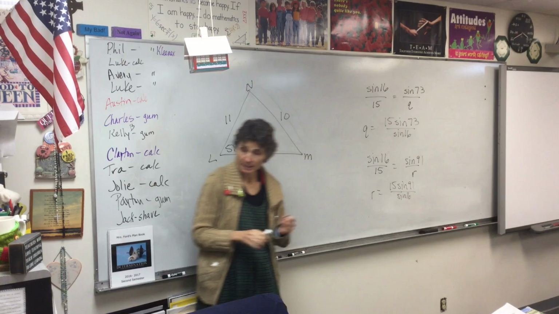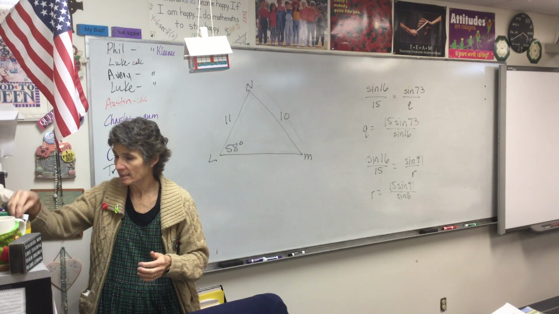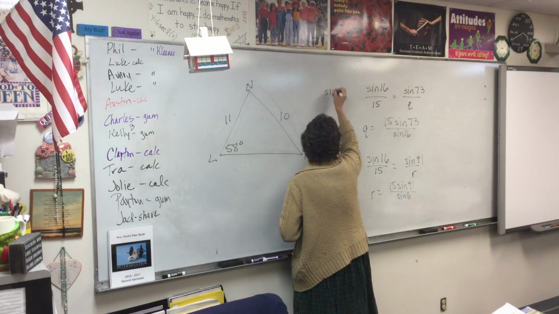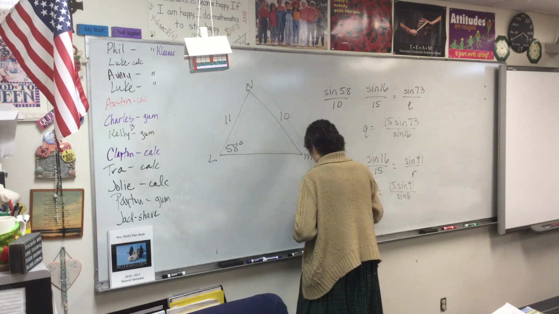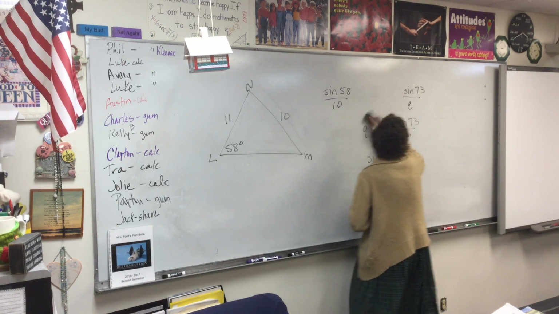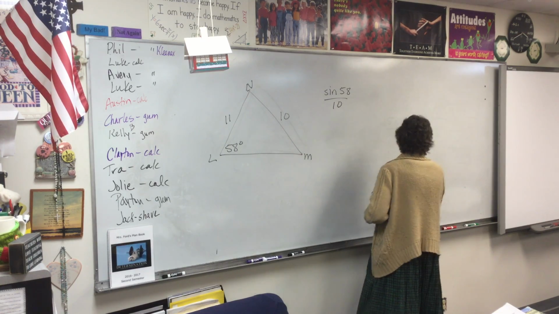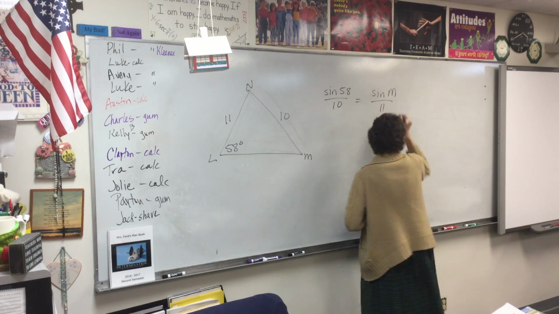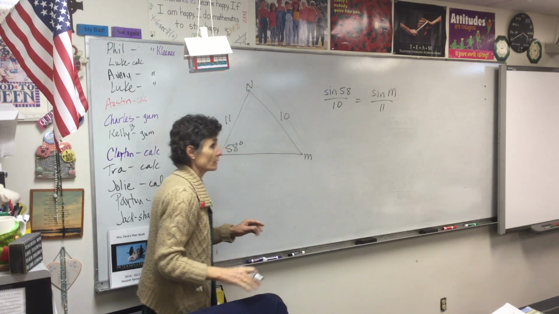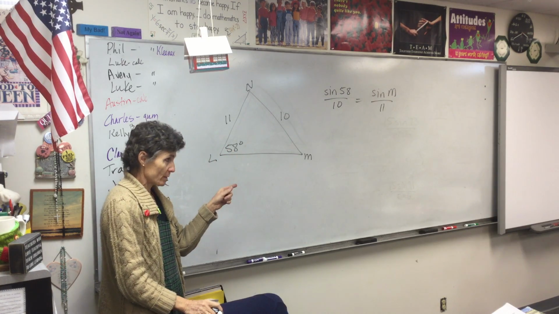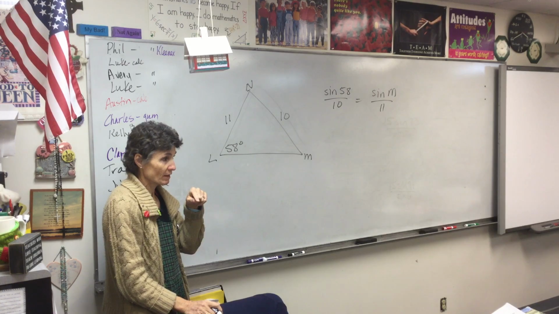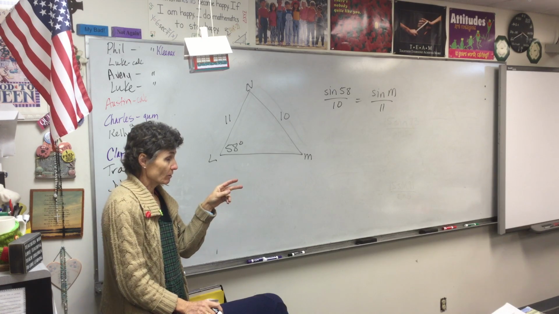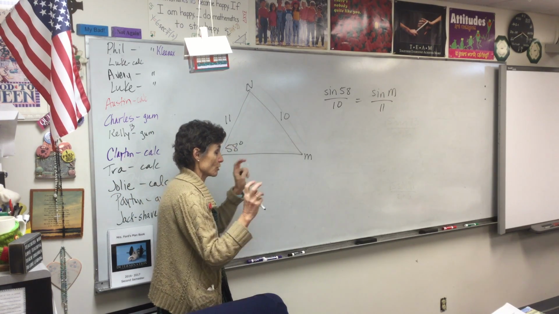Now, think about what Anna and I were just talking about a minute ago. Is this going to be a law of sines problem? Yeah. We're going to say what? Sine 58 over 10 equals what? Sine m over 11. Now, is this a solvable equation? Absolutely. But it's a little bit different than the last couple we did. Because why? What was happening in the last couple? We're finding a side. Now we're going to find an angle. This is the special circumstance.